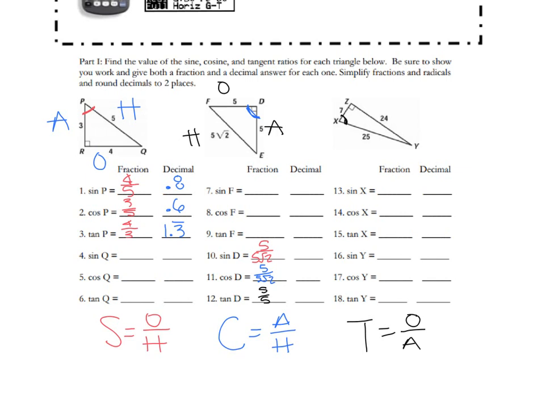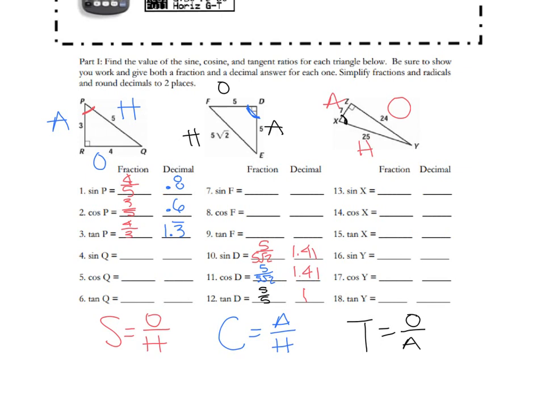If we reduce 5 divided by 5 square root of 2, we end up with a decimal of 1.41, because I went 2 places. So notice sine and cosine are going to be the same. And 5 divided by 5 is 1.